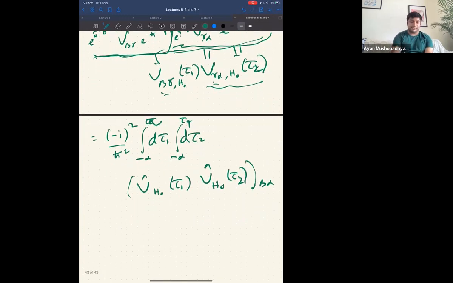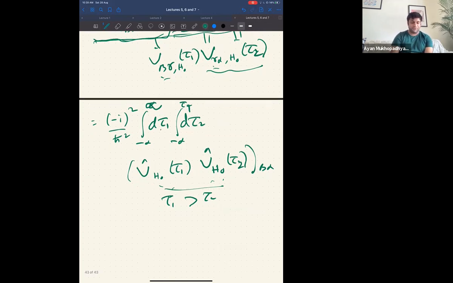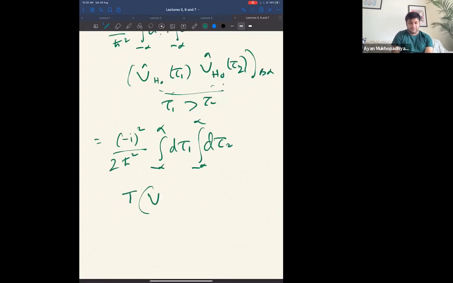Then finally, you note that we can do the same trick: if you introduce time ordering, then we get two such terms. So here τ_1 is greater than τ_2. That's how it is always ordered in this expression. Because of this theta function, if I introduce the time ordering, then I get two contributions, and I can rewrite this as minus i squared by ħ squared over 2, integral from minus infinity to infinity dτ_1 dτ_2, again minus infinity to infinity, but then I introduce a time ordering, which is V_I(τ_1) V_I(τ_2).